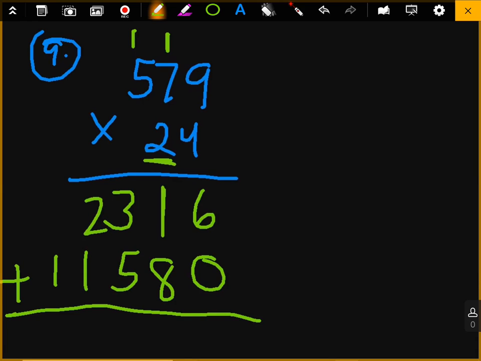6 plus 0 is 6. 8 plus 1 is 9. 5 plus 3 is 8. 2 plus 1 is 3. And 1 plus 0 is 1. And our answer is 13,896. All right. So that's how you enter the product. That's how you do numbers 1 through 15.